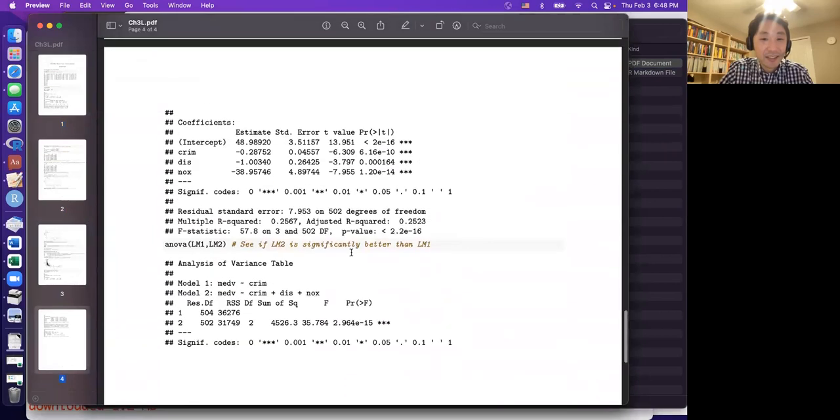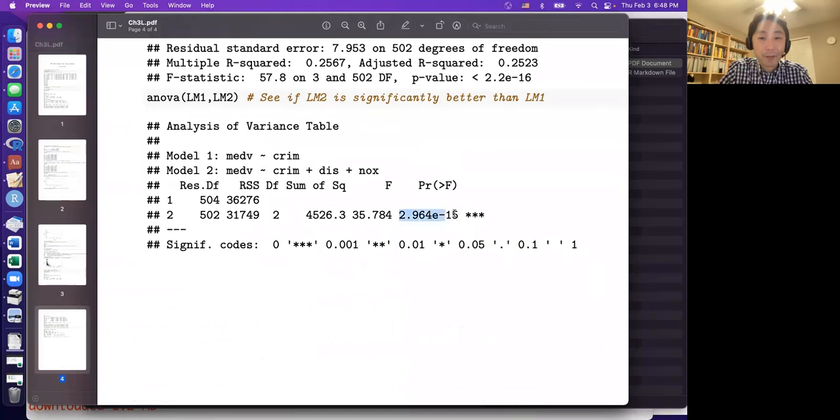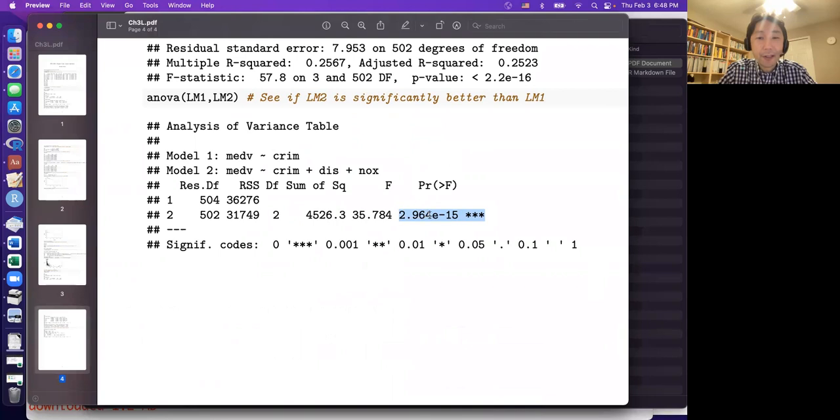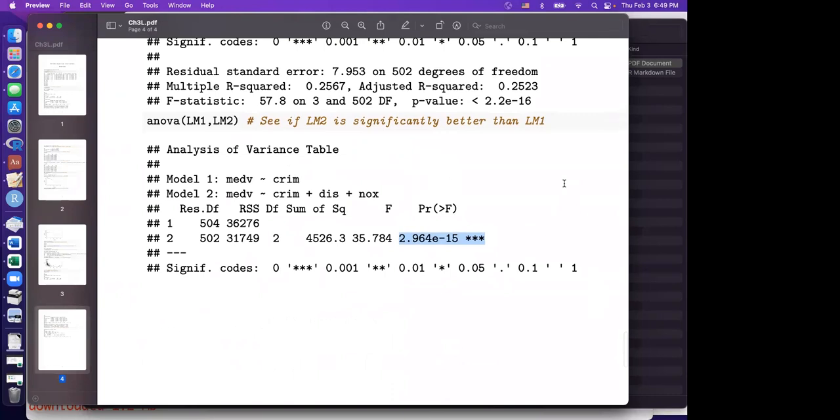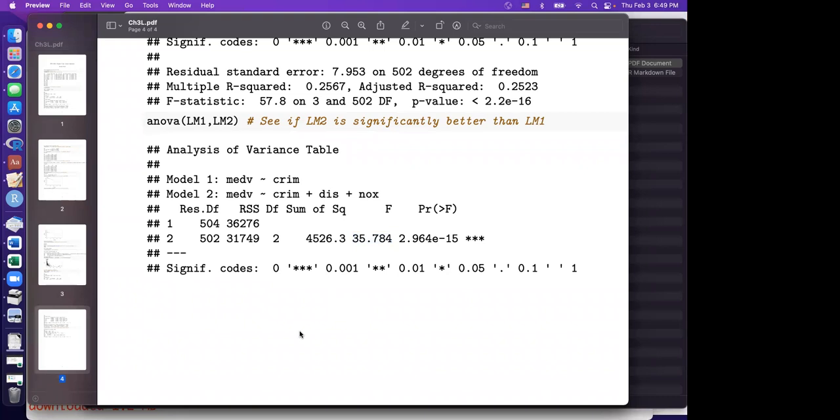Yeah, sure. So this is the ANOVA table, and the p-value is here. This one, the probability of F is largest. This is the p-value. It reads 2.964 times 10 to the power negative 15. This p-value is basically the upper tail probability of the F distribution. The threshold of that F distribution is this 35.78. Okay, cool. Thank you.